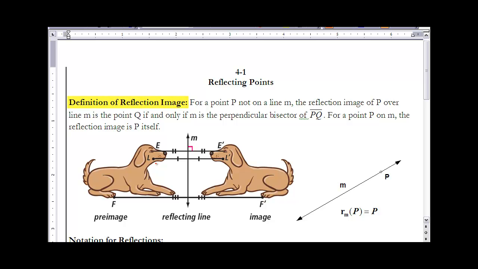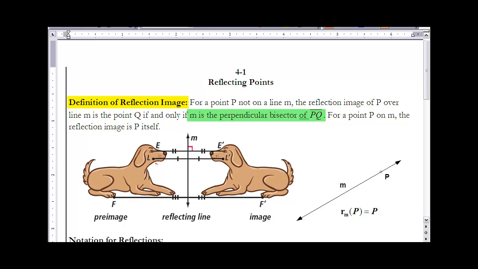First thing we're going to look at in these notes is the definition of reflection image. I'm just going to read it to you, and then we're going to try and break that down a little bit. It says, for a point P not on a line M, the reflection image of P over line M is the point Q if and only if M is the perpendicular bisector of PQ. I'm going to stop right there because we'll refer to that as the first part of the definition of reflection. Let's look at what that means.